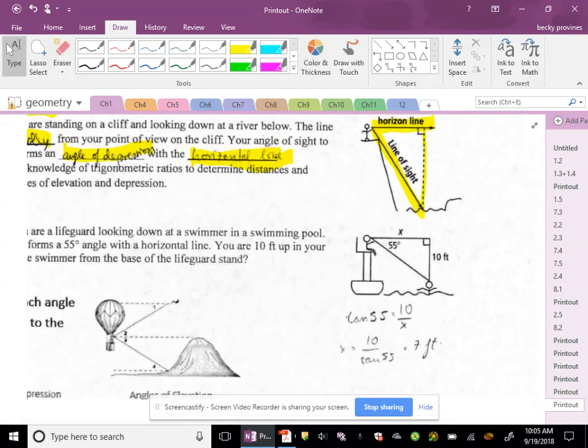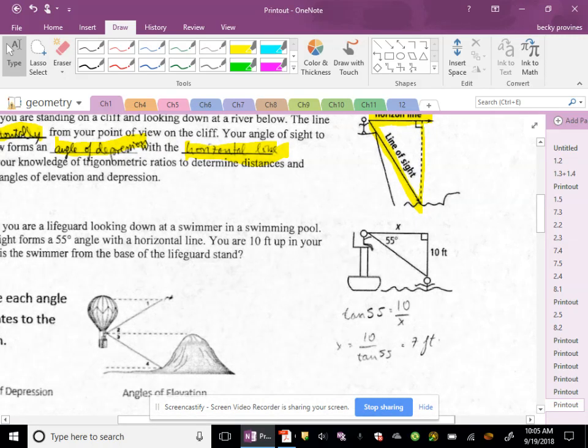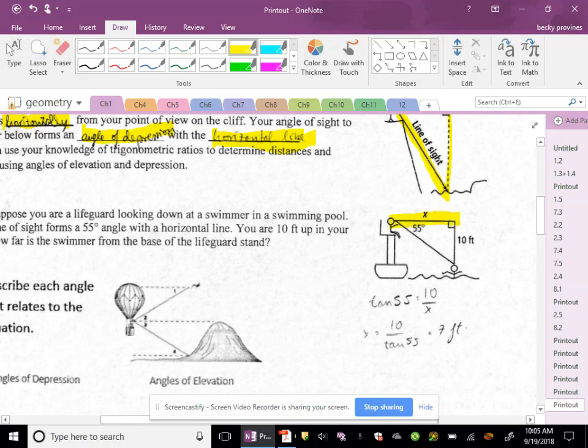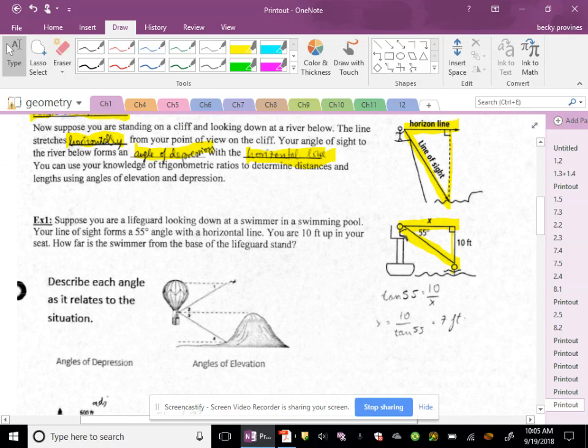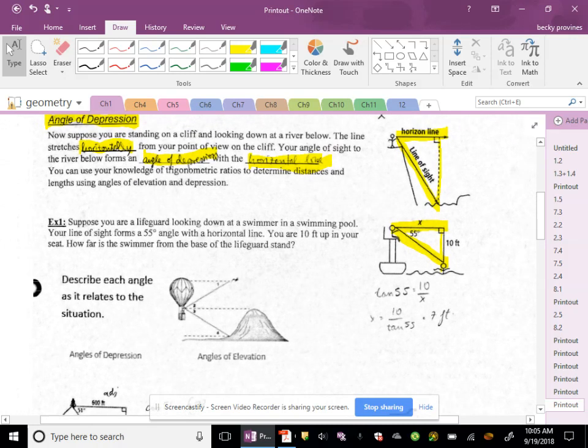So let's just start with the first one. If you're a lifeguard looking down at a swimming pool, again, you have that little horizontal line, and you're looking down into the pool. Suppose your line of sight is a 55-degree angle. So there's your 55 degrees. It's already in the picture for you. I'm just trying to help you know why it's where it is. And you are 10 feet up. So the 10 is how far up the person is. How far is the swimmer from the base of the lifeguard stand? So this is your x.